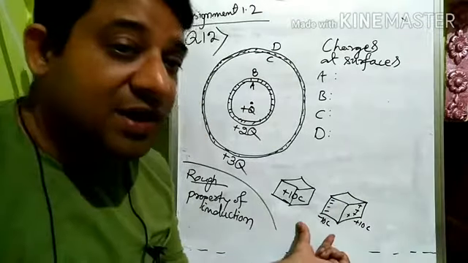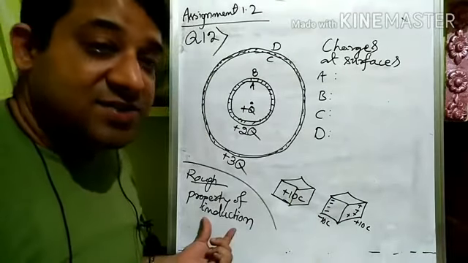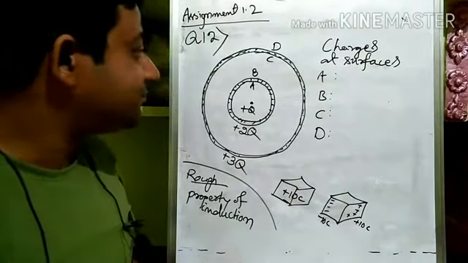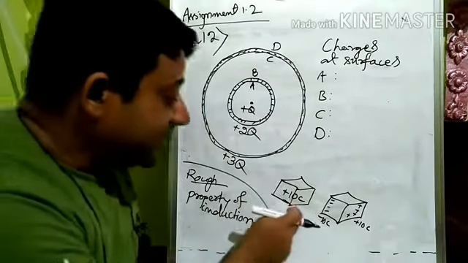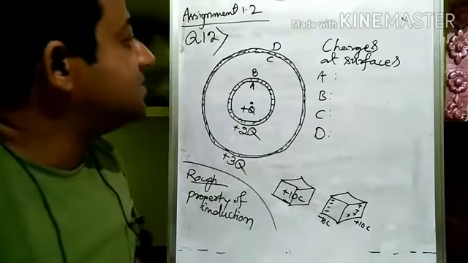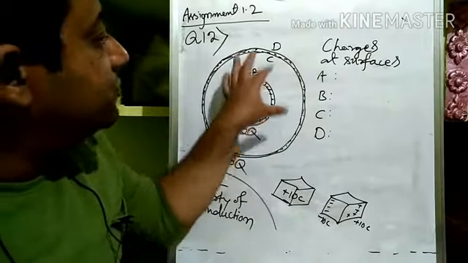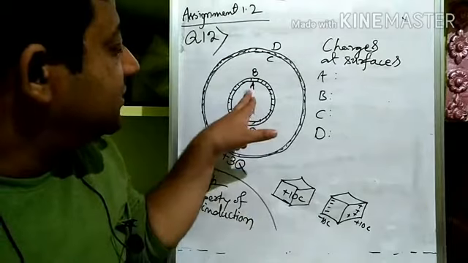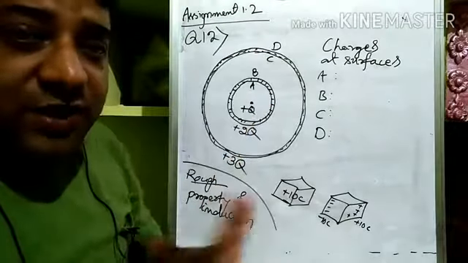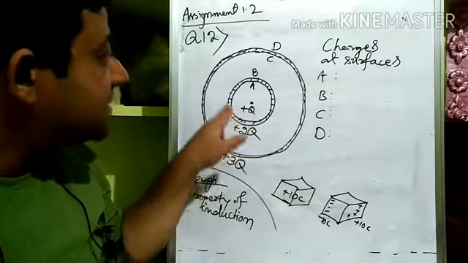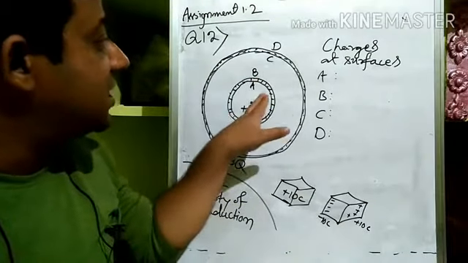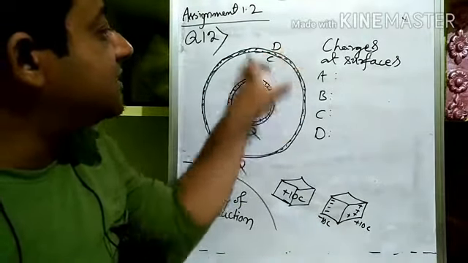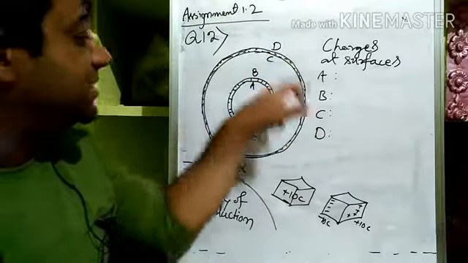This phenomenon is called induction. Now you have understood this property. Depending on this property, this question is, if there are two cells here, A, B, C, D, what are they? You have understood, right? A is the inner surface of this cell and B is the outer surface of this cell, and C and D are the inner and outer surfaces of the bigger cell.